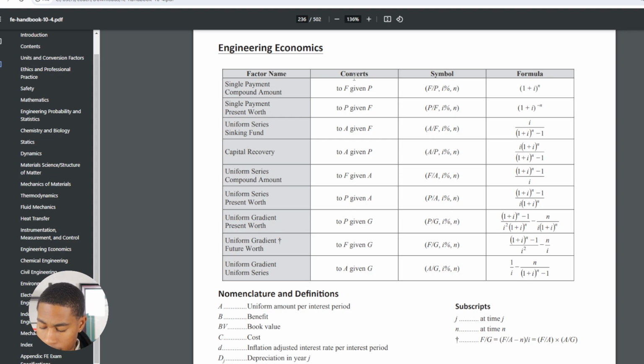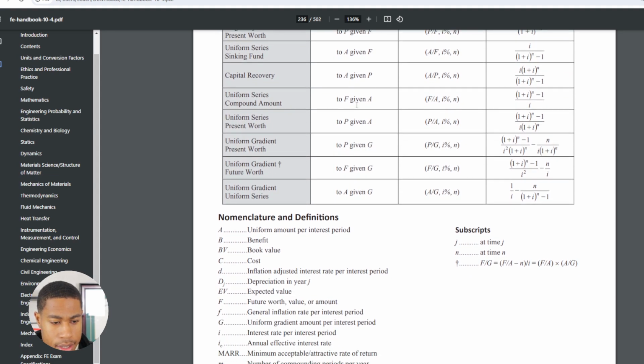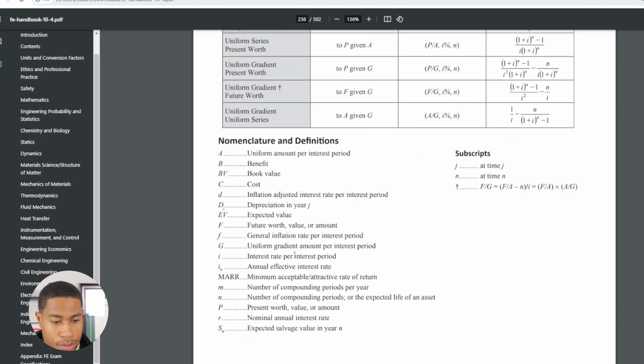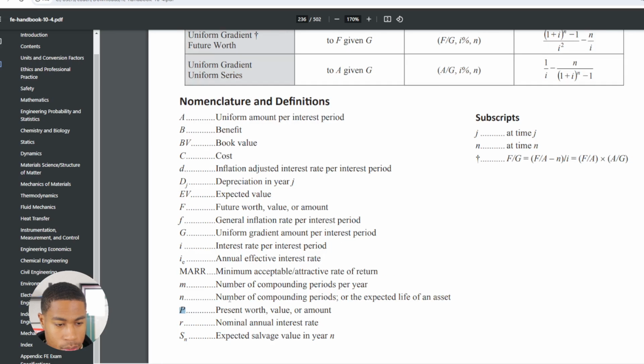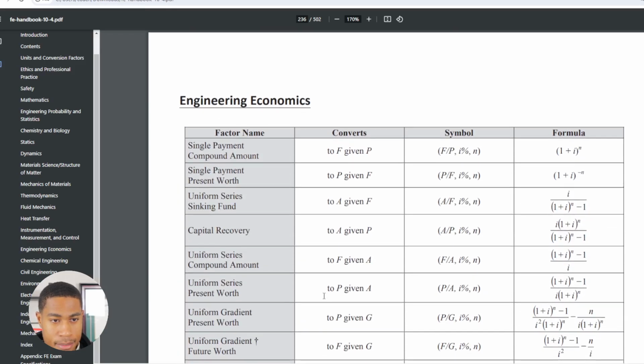Now, when we're looking at time value of money, there are a few important terms that we need to understand. The first one is present worth, denoted by P. Present worth just means the value of something now, in today's time. So what is the amount of money that you have currently right now? That's present worth, denoted by P.